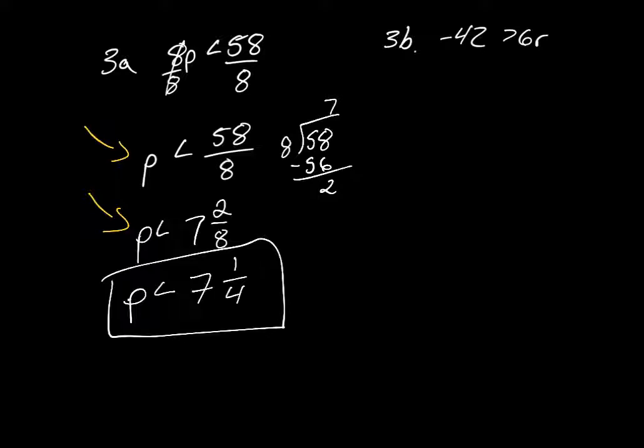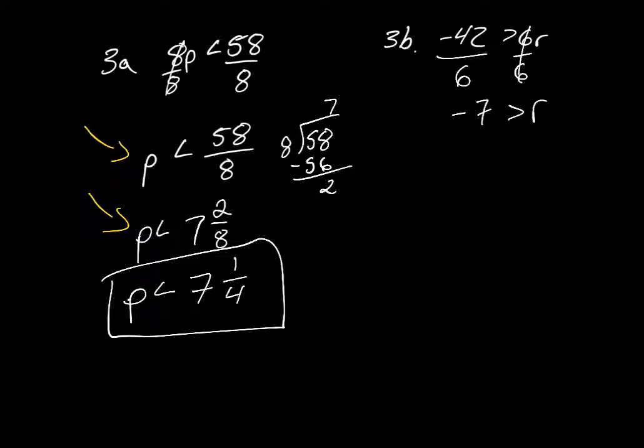All right, let's try 3b. As I take a look at it, I have negative 42 is greater than 6r. And so to solve, I'm going to divide by 6, divide by 6. That cancels out. I am not going to switch my sign because I did not divide by a negative. I'm going to keep it the same. And then I get negative 42 divided by 6. A negative divided by a positive is a negative, and 42 divided by 6 is 7.